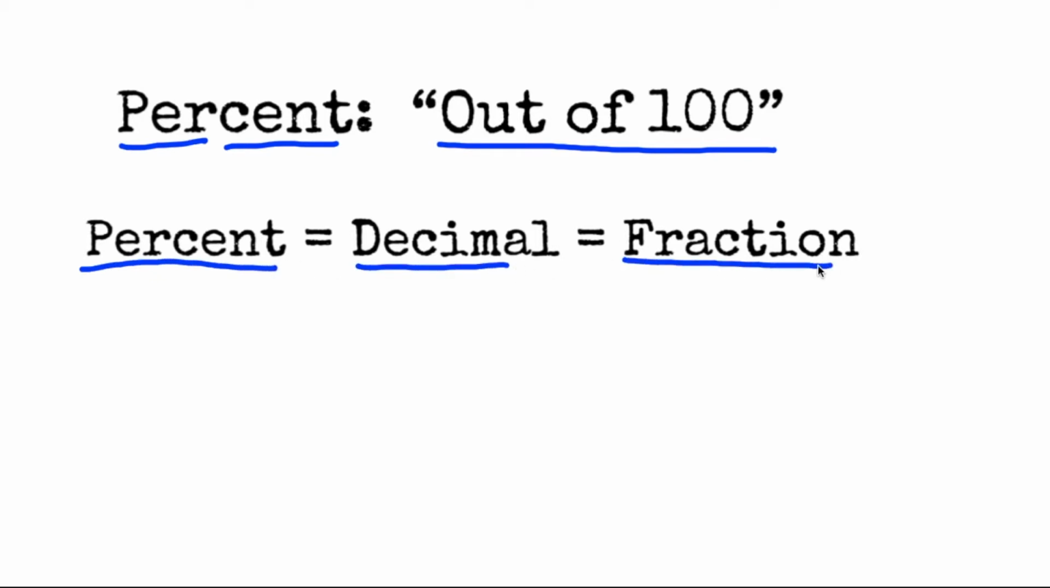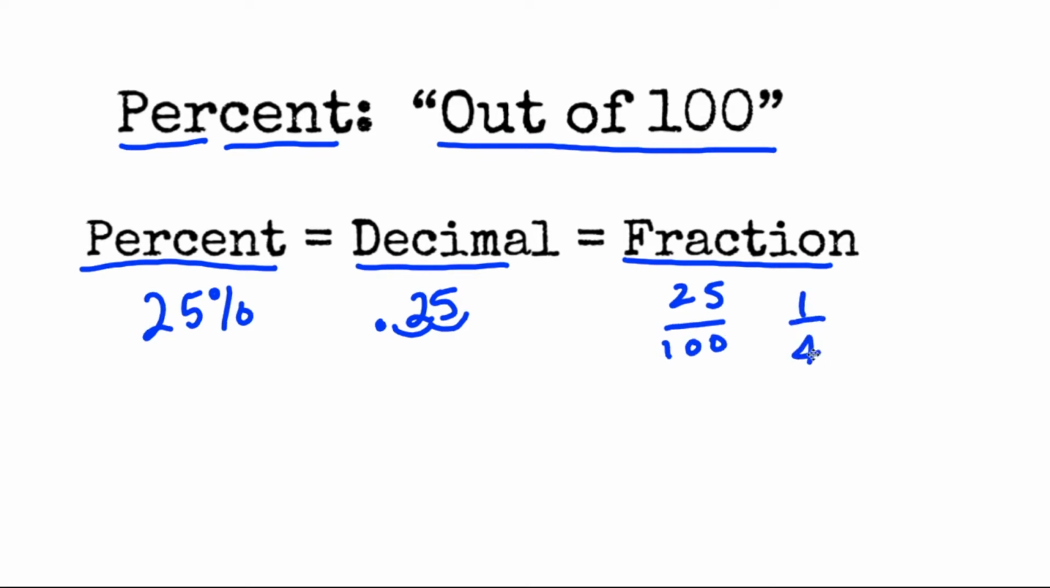Let's look at an example. 25%, as a decimal, you move it 2 decimal places, so it's 0.25. So you write 25, and you go 1, 2, 0.25. As a fraction, it's 25 out of 100, or reduced to 1/4. Another percent would be 15%, 0.15, or 15 out of 100, which reduces to 3 out of 20.